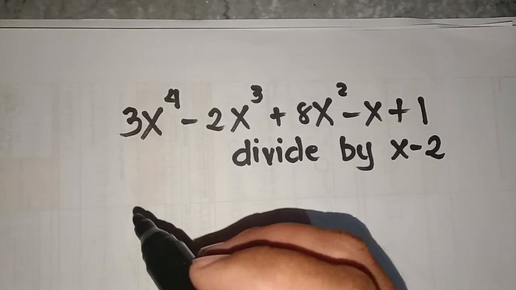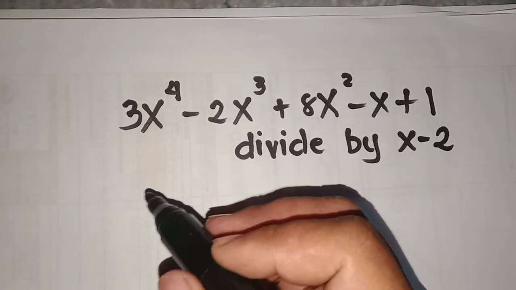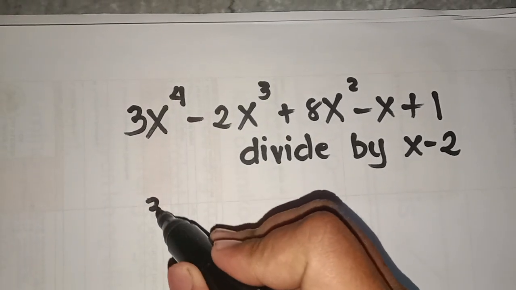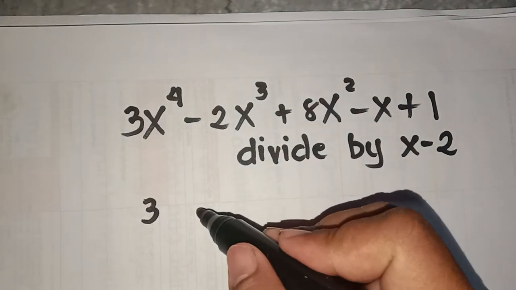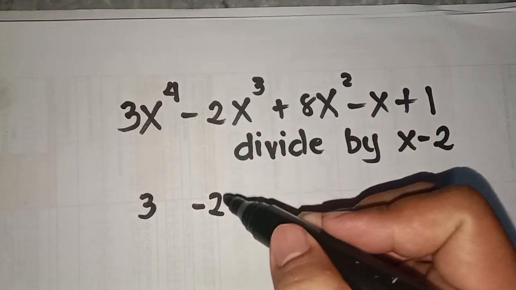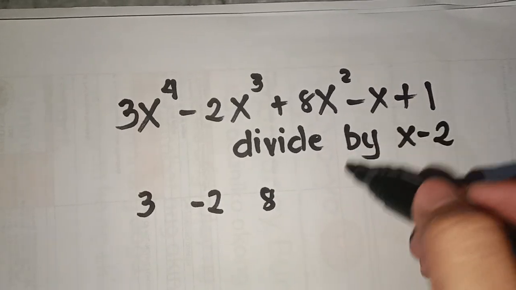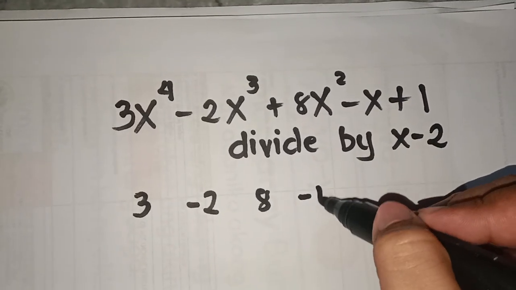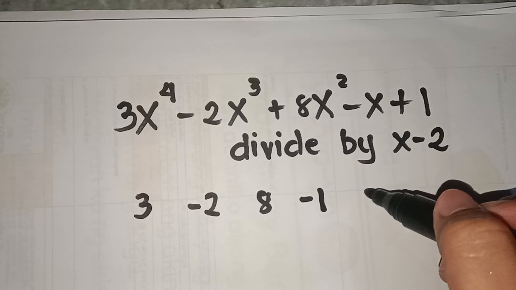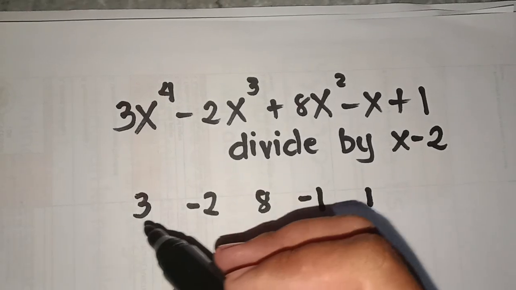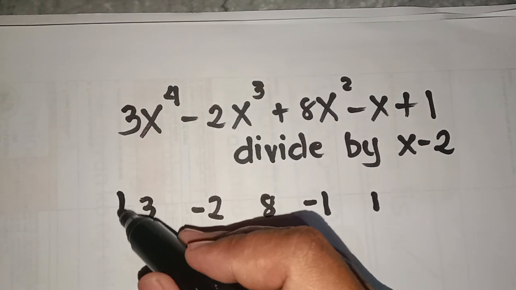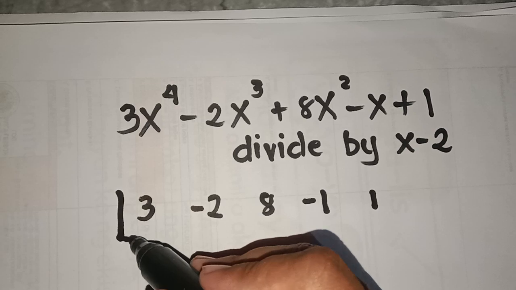So right now, I write the 3, next the negative 2, next the 8, and then next the negative 1, and the positive 1. Okay, so I write this one.